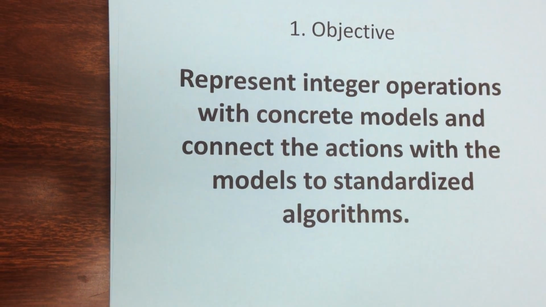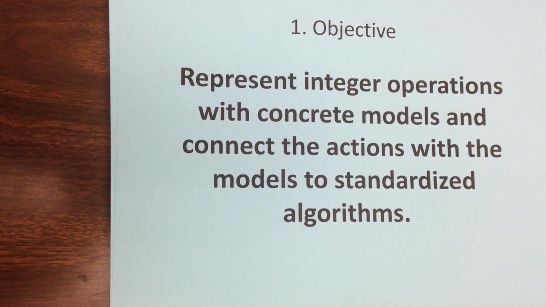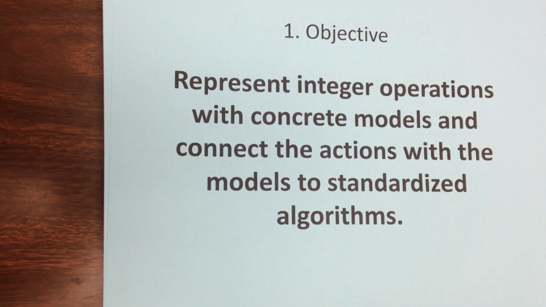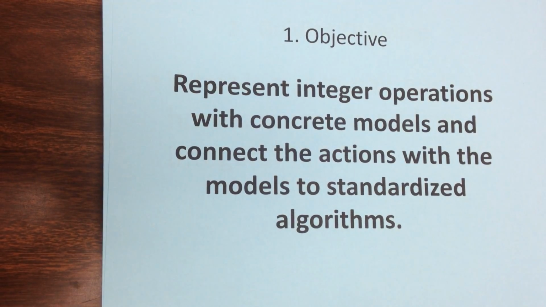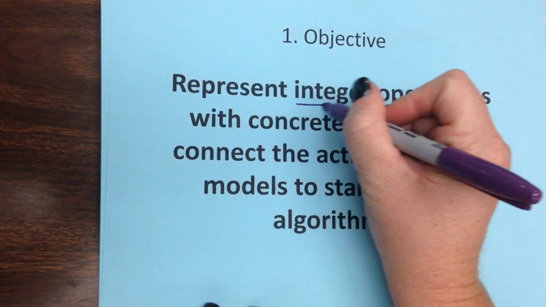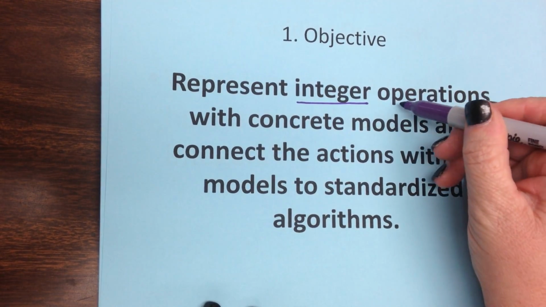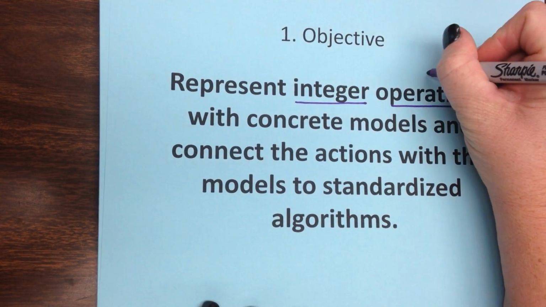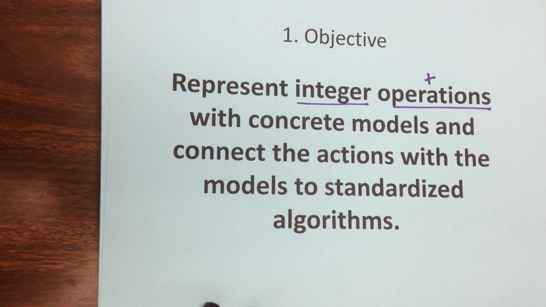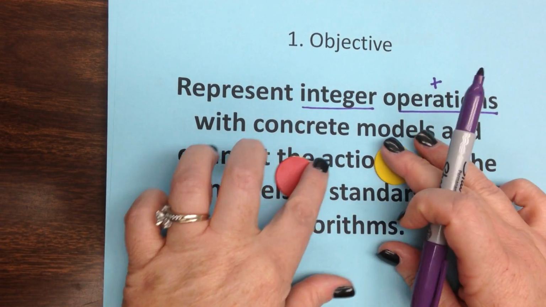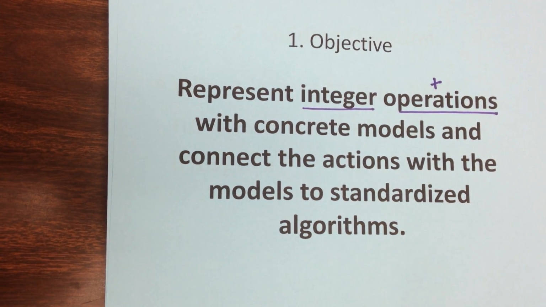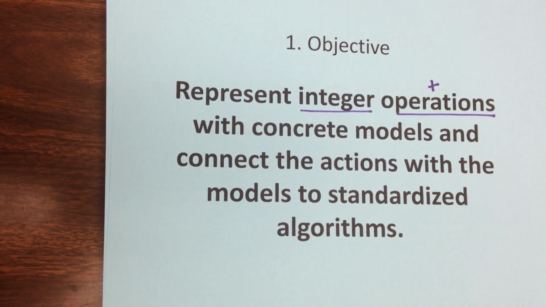Right, hello. Today's objective is to represent integer operations with concrete models and connect the actions with the models to the standardized algorithms. It's the same as yesterday, but what it means is we're using integers, so the positive and negative numbers, and the operations we're using today will be just addition. So we're using models, and by models, I mean little counters. They're positive and negative counters, and we'll show you what those mean in just a second. You may need to pause your video to write your objective.